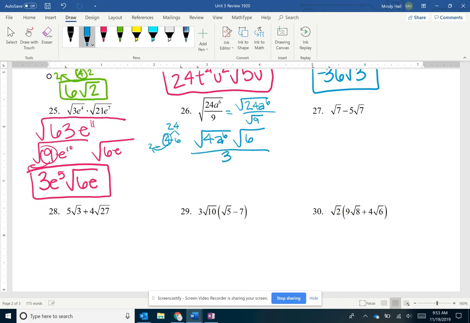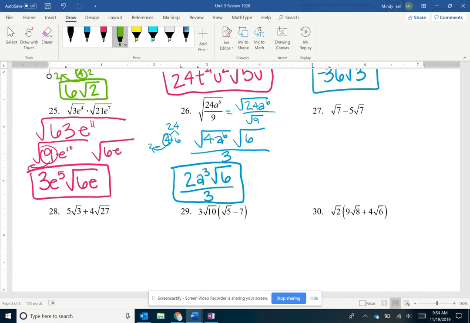Square root of 9 is 3. So then the square root of 4 is 2. Square root of a to the 6 is a cubed. Square root of 6 just gets to stay there, and it's all over 3. And we cannot simplify because the 6 is in the radical, so we can't divide it by 3 all willy-nilly like.